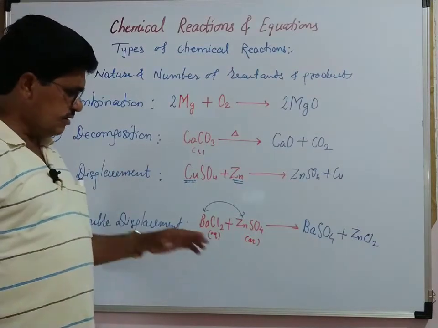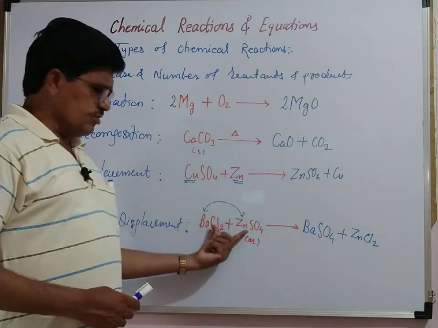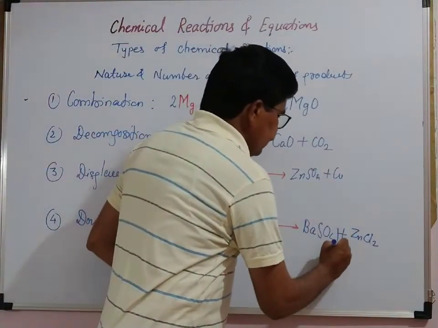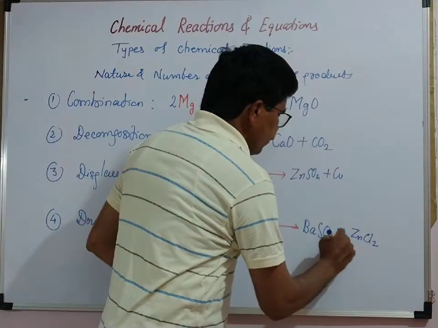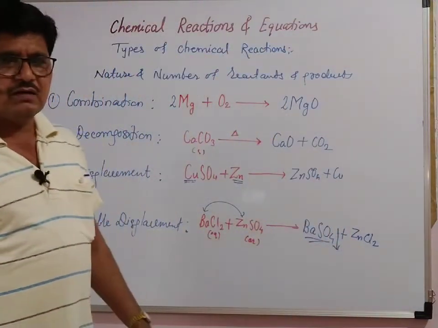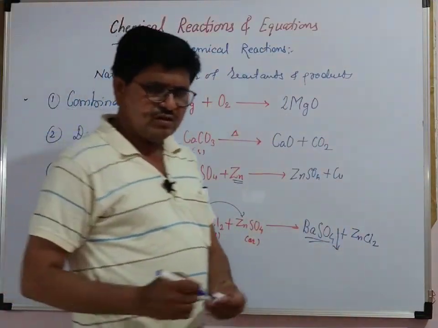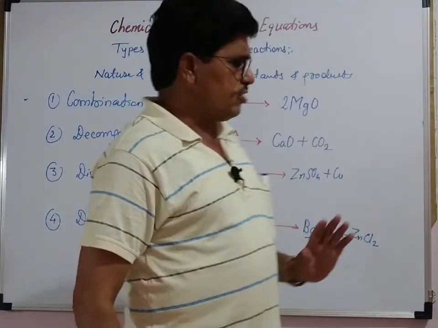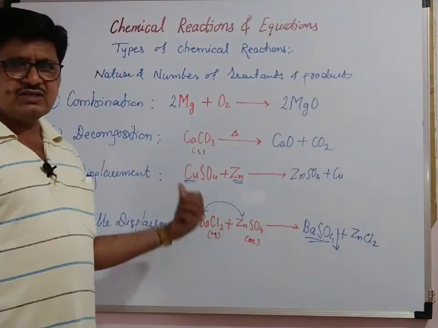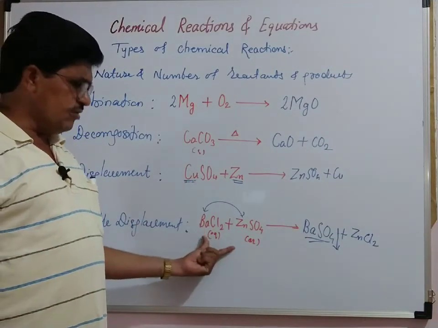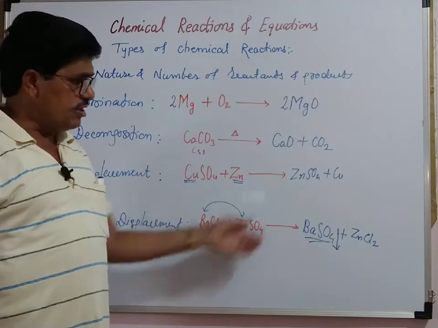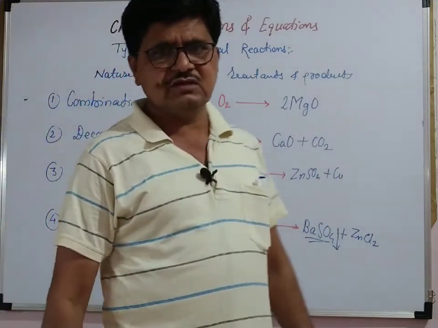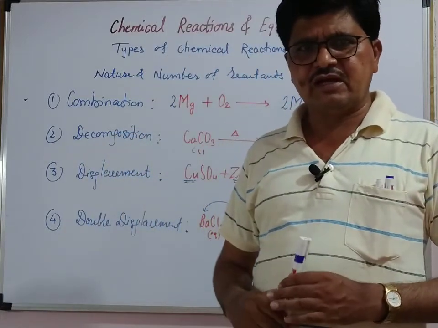आणि डबल डिस्प्लेसमेंट, इथं एक्सचेंज ऑफ दी आयन्स अँड प्रेसिपिटेट इज फॉर्म. Wherein this example the precipitate is formed, barium sulfate is formed as precipitate. That means precipitate means what? It is not dissolved in water, not in aqueous form मध्ये असेल, म्हणजे insoluble असेल. A chemical reaction in which there is the exchange of the ions in the reactant and precipitate is formed in the product, that type of the chemical reaction is known as the double displacement reaction.